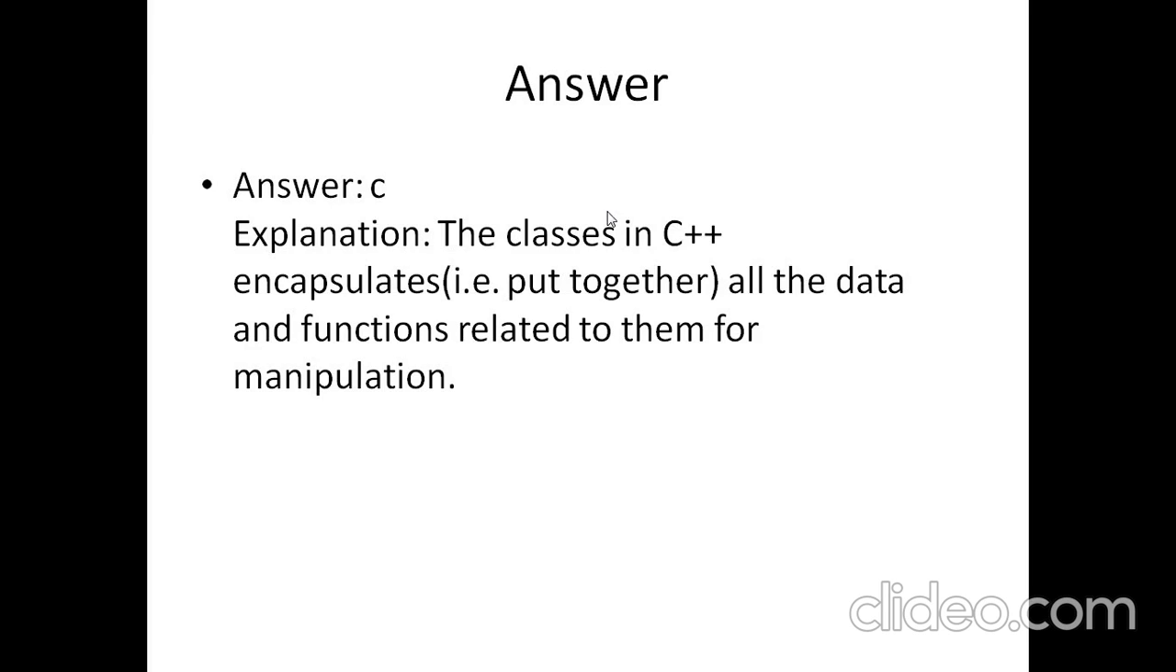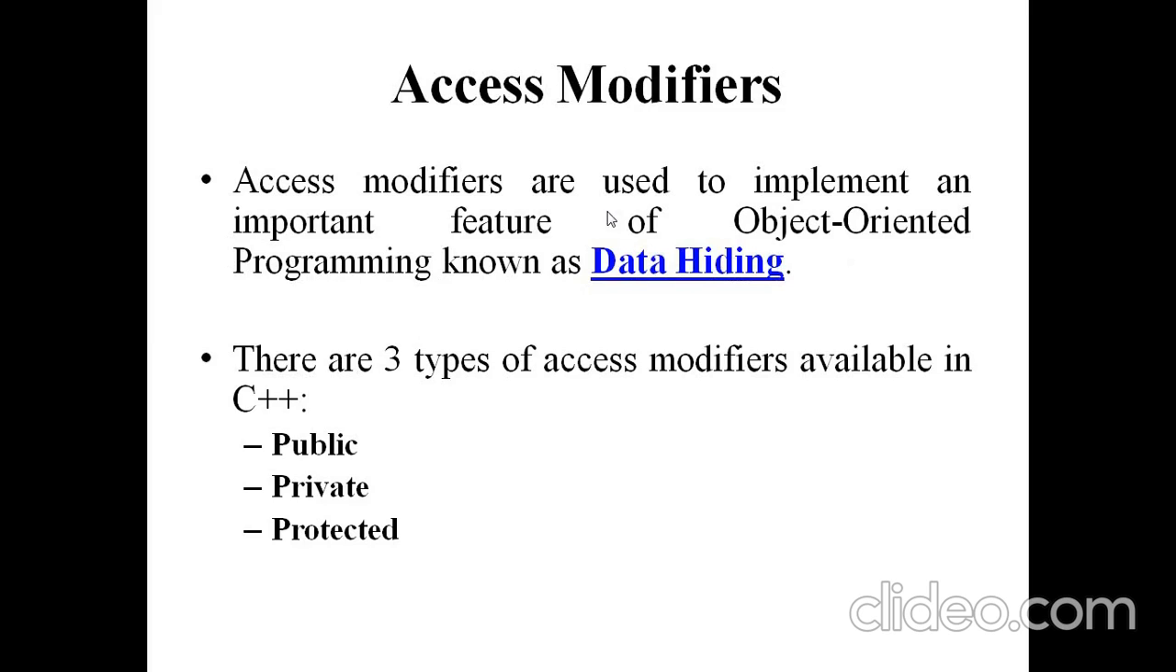Okay, and now the next topic is access modifiers. Access modifiers are used to implement an important feature of object-oriented programming known as data hiding. In the C++ programming language, there are totally three types of access modifiers available. Those are public, private, and protected.